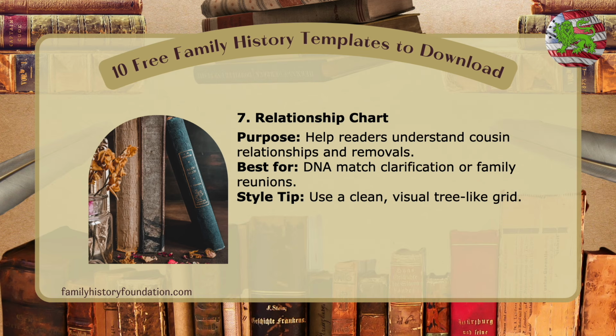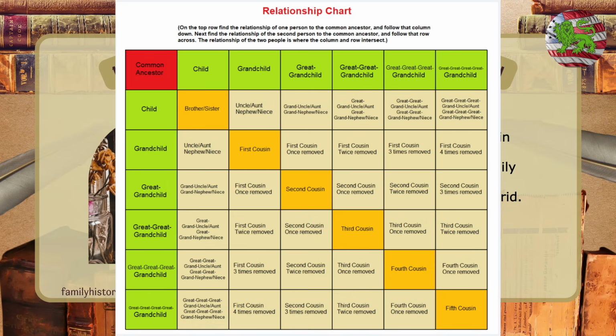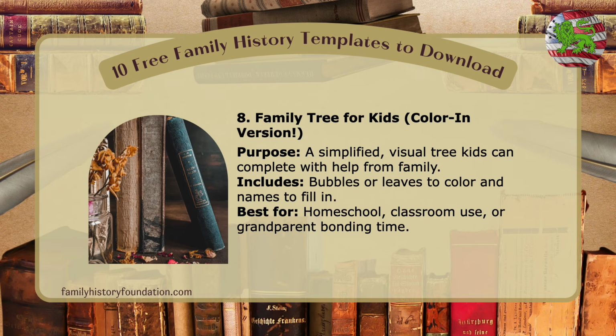Number 7, relationship charts. These are kind of cool. I've given you relationship charts here on Family History Foundation, in an article that I've written. Number 8, family tree for kids. Something with a little pizzazz, a little zhuzh. These are kind of cool family history templates that you can use.